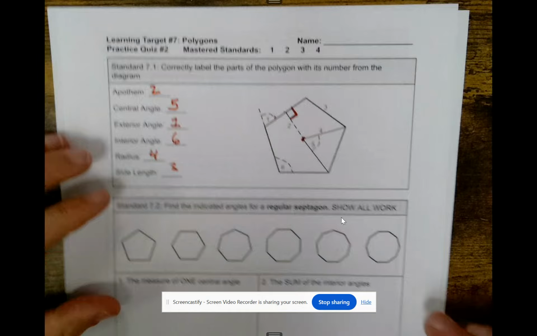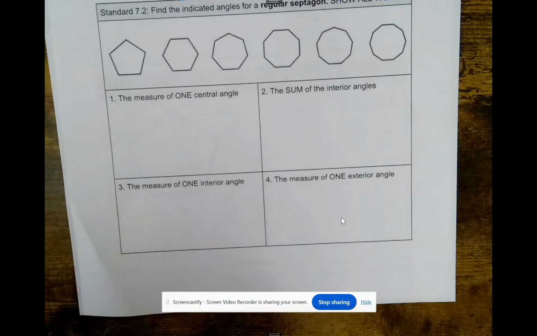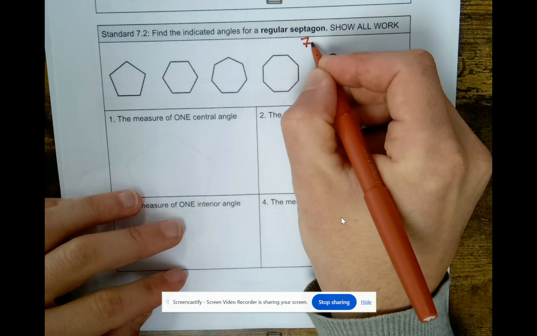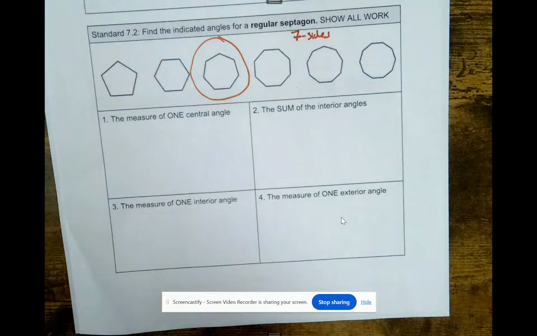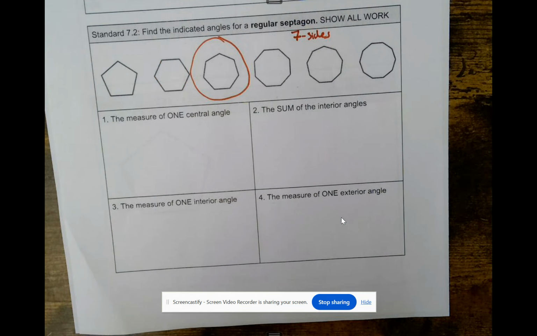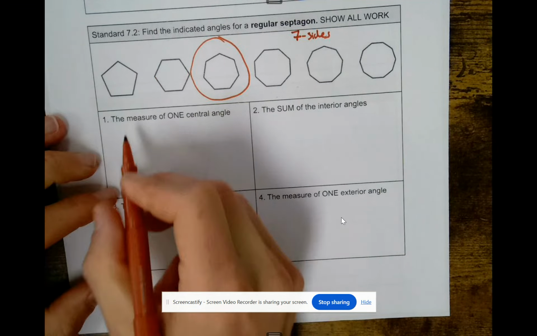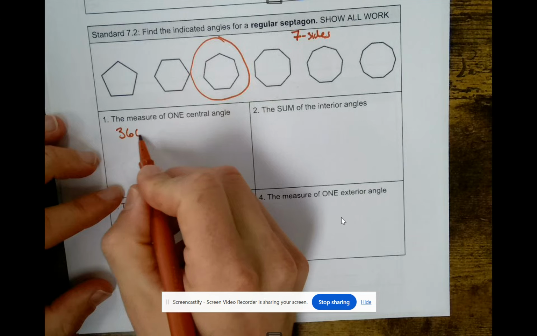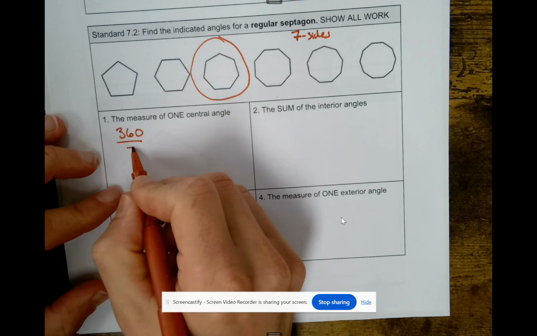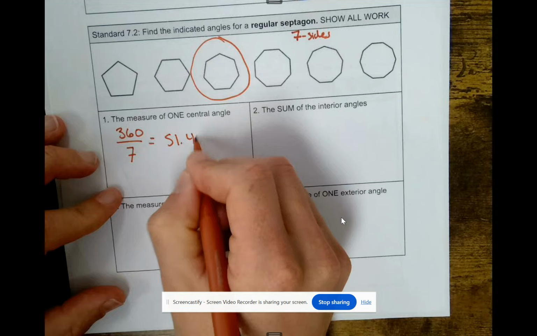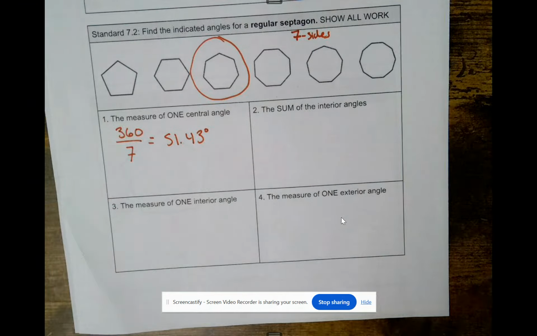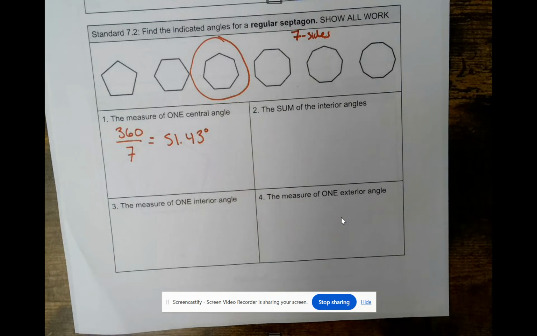All right, down. Find the indicated angles for a regular septagon. Now let's think about septagon. What does that mean? That means 7 sides. We're going to look at that shape right there. So to find the measure of one central angle, we know all the central angles add up to 360. There are 7 sides. So we're going to split that 360 into 7 parts and get 51.43 degrees.